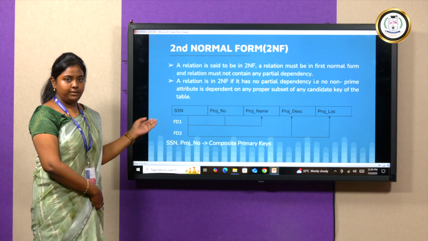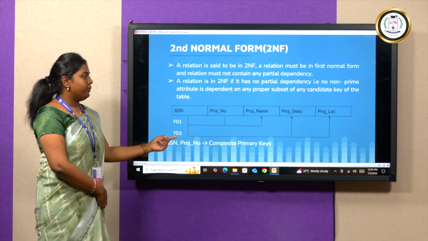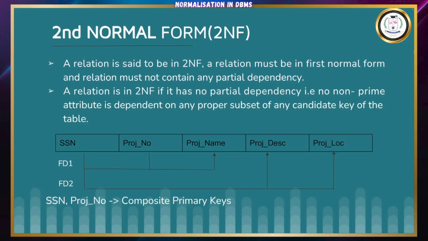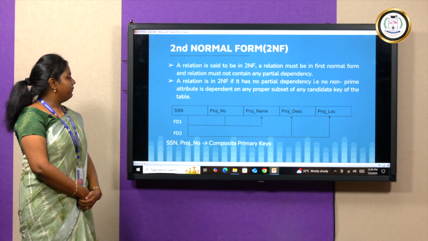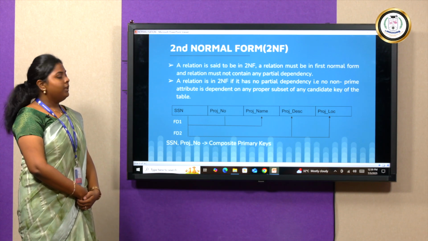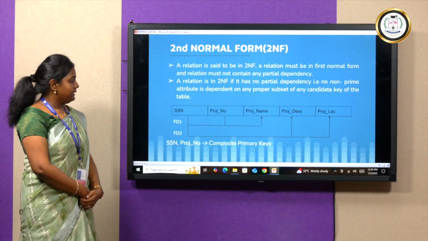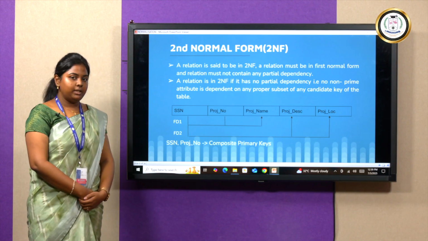SSN is nothing but your register number or serial number. We have project number, project name, project description, and project location. So here we have functional dependencies. We have two types of functional dependencies. The first functional dependency is that we are selecting SSN and project number.